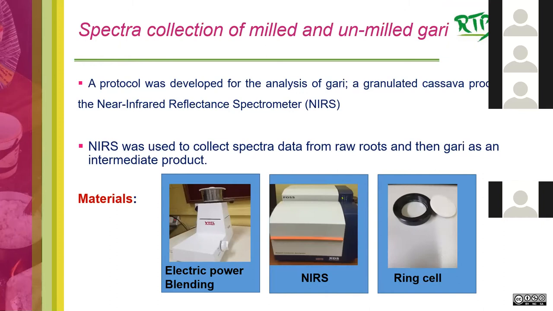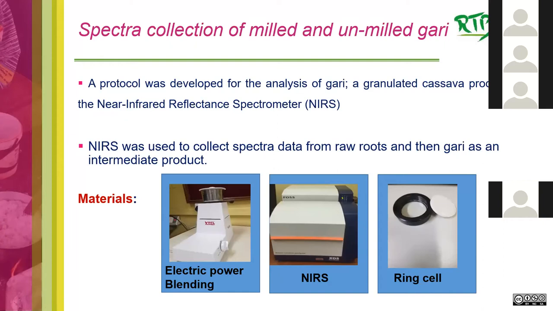So what are the materials we use? We have the blender, because we take milled and unmilled gari. We see that the gari, as it is being roasted and sieved, has uniform granules, but there are certain parameters in the lab that you cannot analyze because they depend on the particle size. So we have to blend it to a uniform sieve size, and then it is good for NIS as well to take the spectra.